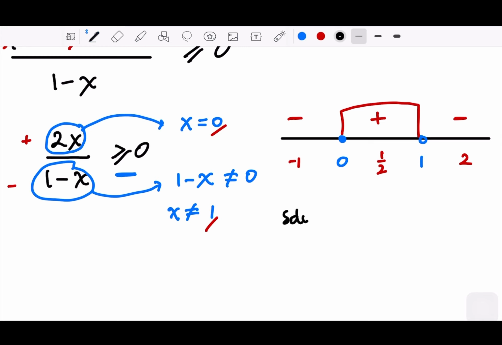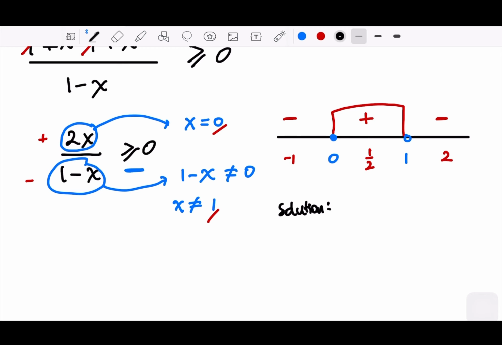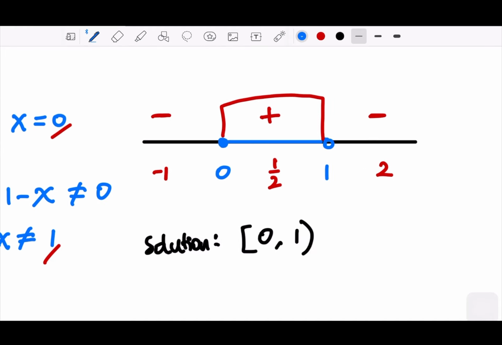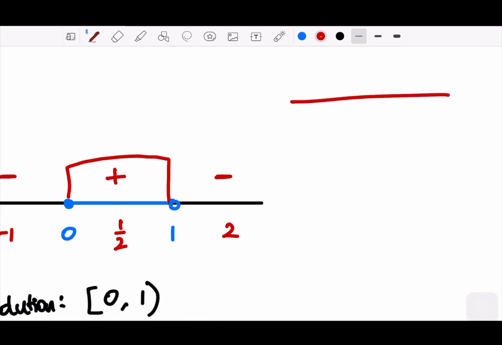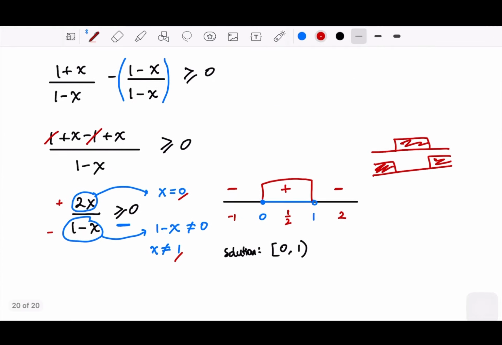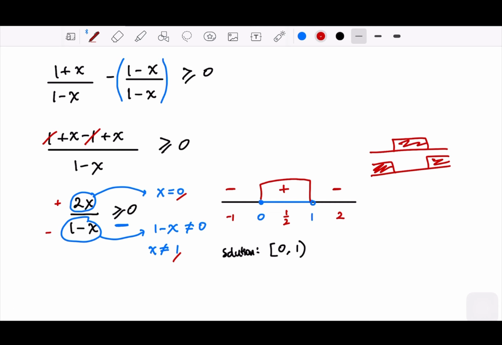So the solution will become including 0 and until 1, but not including 1. Okay. So this is the solution like that. If you want to make the number line a different color, it's okay, but I prefer using this when we have the interval. Okay, this is the one you are looking for. It can be negative or positive, depending on the question. Okay, I hope you get the idea.